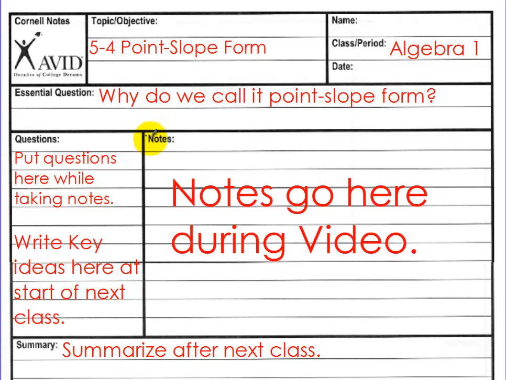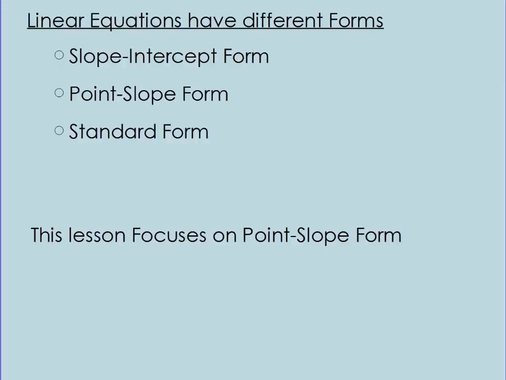The essential question is, why do we call it Point-Slope Form? So in this section of notes, we did a bunch of different equations of linear forms. The last one we did was slope-intercept form. This one is now Point-Slope Form.